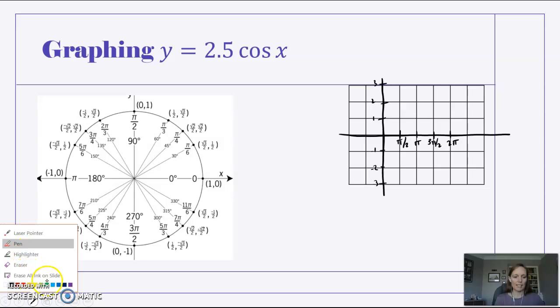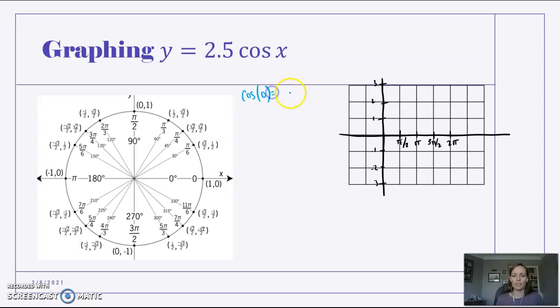And so we're going to take the same approach here as we did with sine of x. So we're going to start with cosine of 0. Cosine of 0 is equal to 1. But for this function here, we're multiplying cosine by 2.5. So 2.5 times 1 is equal to 2.5. So now my maximum is up here at 2.5 instead of the maximum being at 1. For cosine of pi over 2, it's equal to 0. And when I multiply 0 by 2.5, it's still equal to 0. So I'm still going to cross the midline at pi over 2.